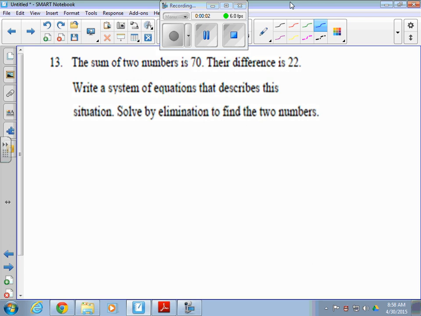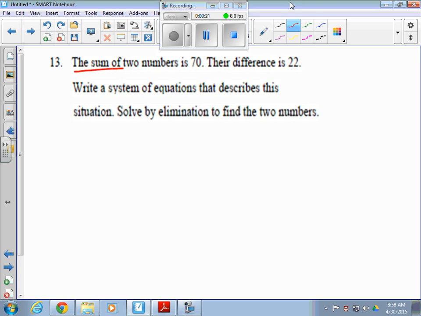Okay, this is Algebra 1, spring test number 15, part 2, picking up with number 13. Question says the sum of two numbers is 70 and their difference is 22. Write a system of equations that describes this situation. Solve by elimination to find the two numbers.